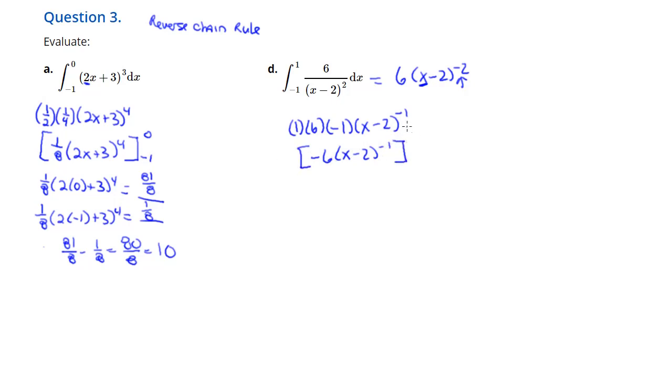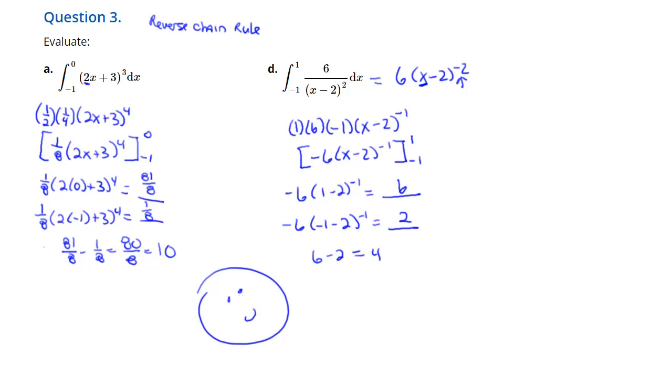That's my function. I'm going to put a 1 in there and a -1 in there, and then I'm going to find those two values, and then I'm going to subtract them. And that's going to be my answer. When I put a 1 in there, I get a 6, and when I put in -1, I get a 2. 6 minus 2 is 4, and that's my answer.